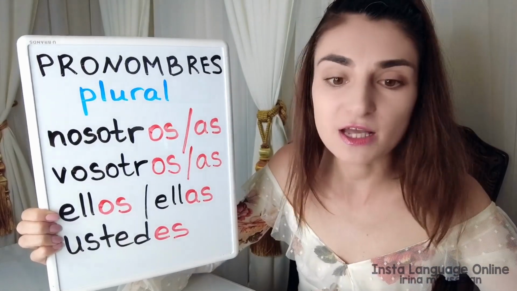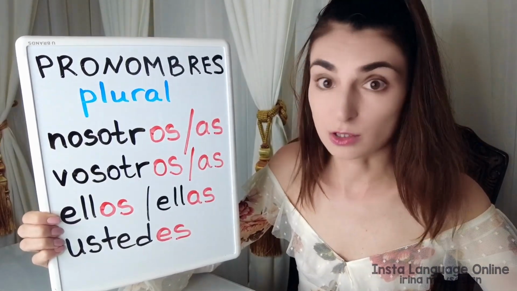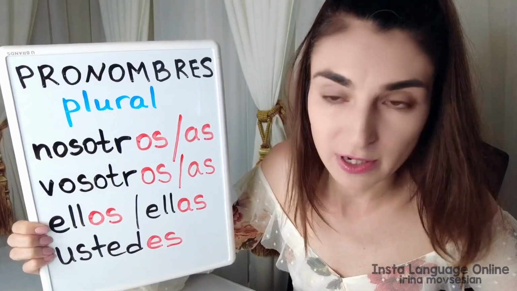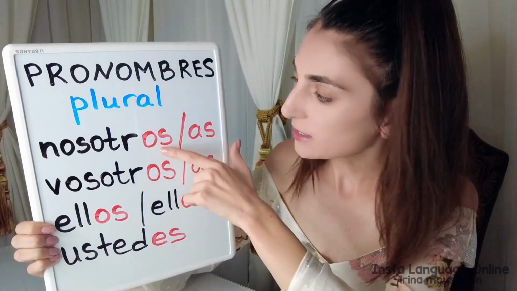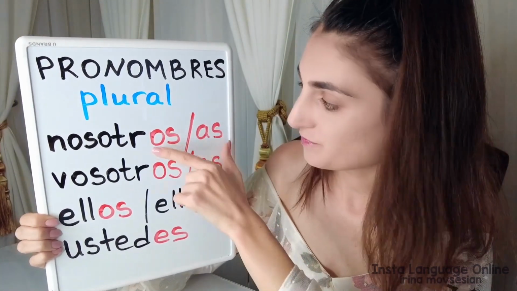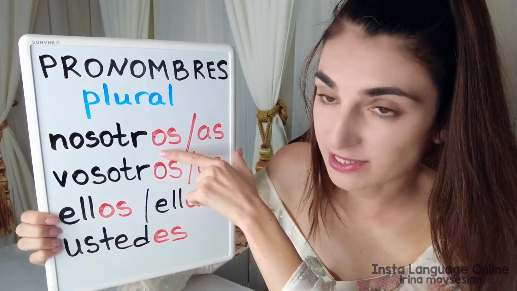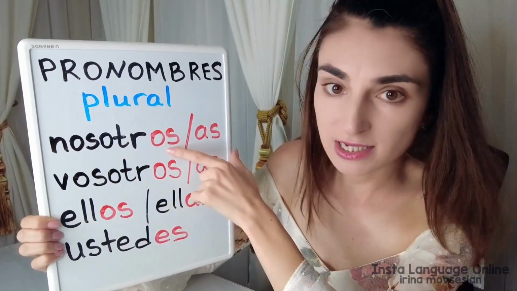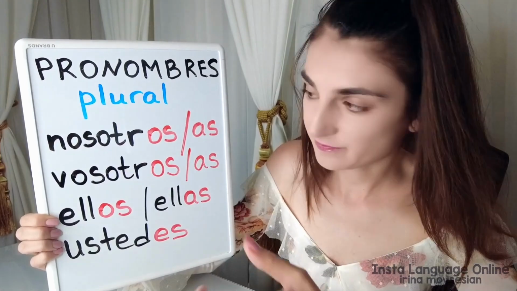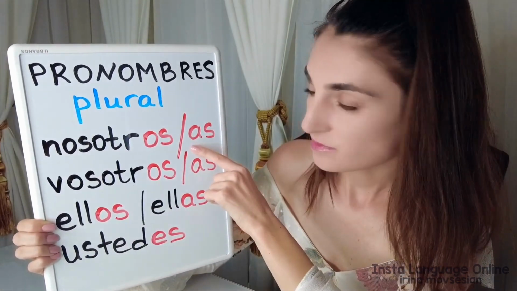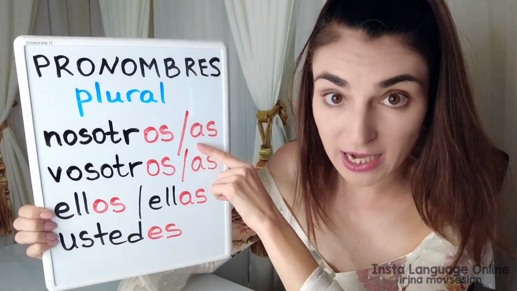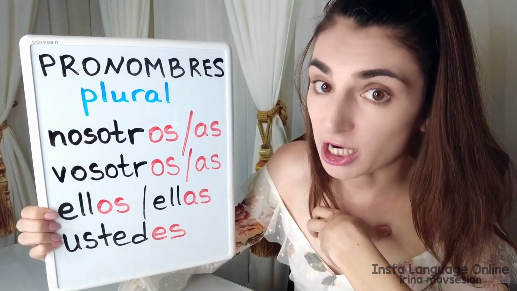We do not have anything neutral, like in Russian, for example, or in German. So here we see 2 endings. The ending os shows that nosotros is we guys. The ending as shows that nosotras is we girls.